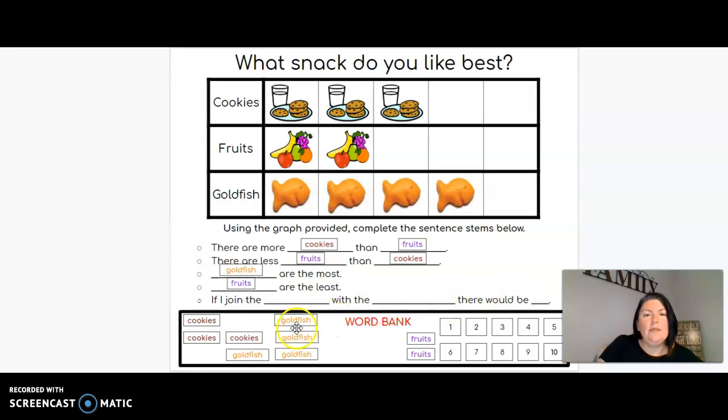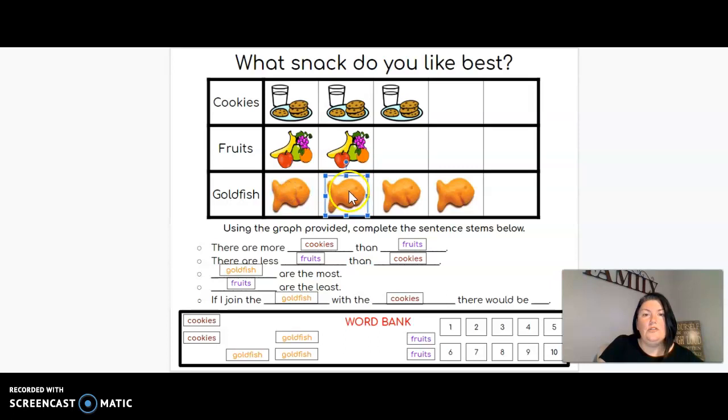So this time, I'm going to use my goldfish, not for any particular reason, just because we haven't used it but one time before. So this time, I'm going to say, if I join the goldfish with the cookies, there would be how many? Now, to find that answer, if we're joining the goldfish with the cookies, that means we have to count how many of those 2 things there are in all. So let's count our goldfish and our cookies all together.